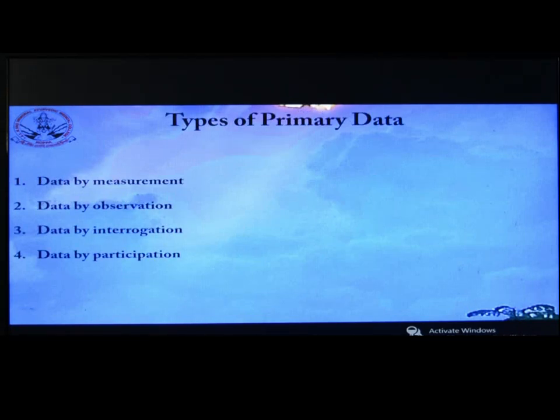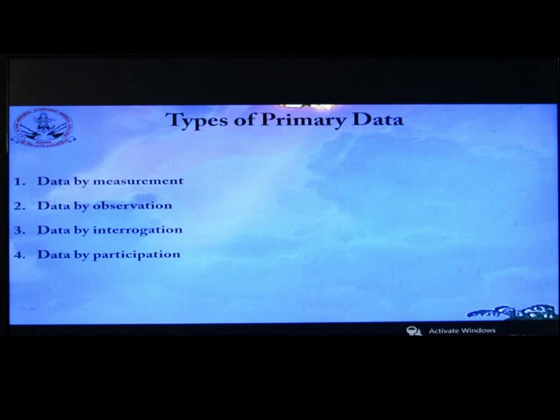Now we will see types of primary data. This may be data by measurement. Data by measurement means what? These are data collected by measurement. These data are in numbers and they indicate amount. For example, body temperature, number of patients, etc.